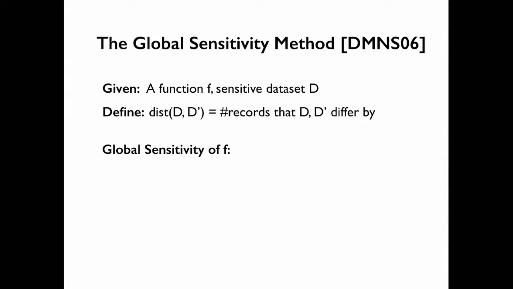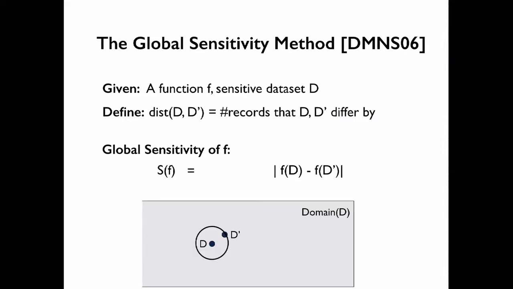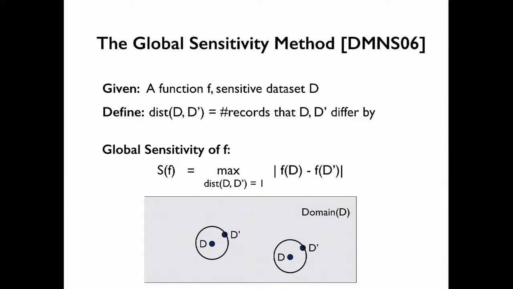Then the global sensitivity of f is defined as follows. You look at the absolute value of the difference between f of d and f of d prime, where d and d prime are at distance 1, so d and d prime differ in one person's value, and you take the max of that over the domain. The way to think about this is how the function changes as you change one record: the maximum possible change in the value of the function as you change one record. That is your global sensitivity.